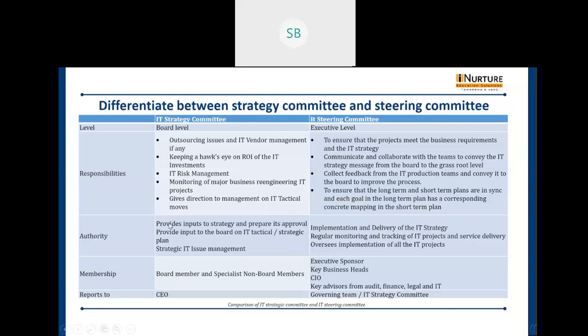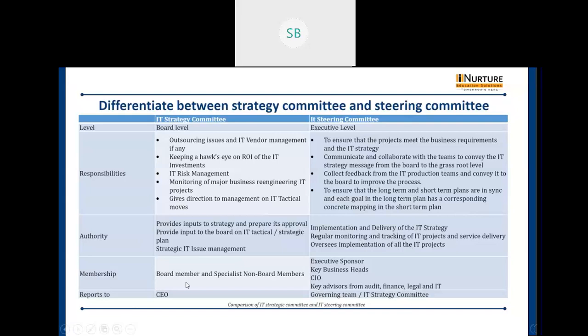Who has the authority? It provides input to strategy and prepares approval, provides input to the board or the audit committee. This IT strategy committee has a meeting once in a year, but it depends; probably they can have a meeting weekly, or monthly, or two times in a month also. So here implementation and delivery of the IT strategy, regular monitoring is there.